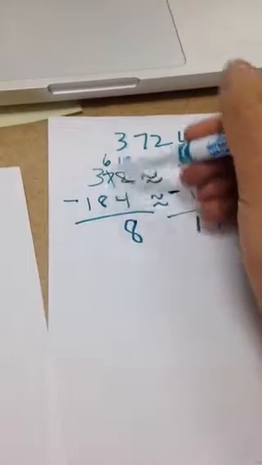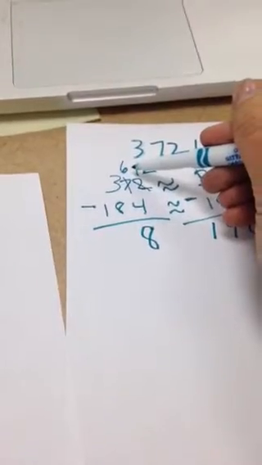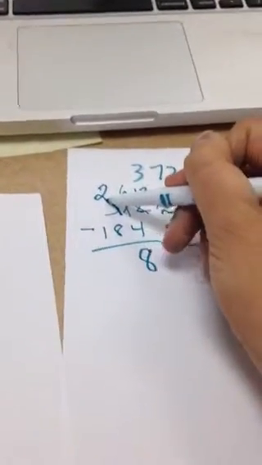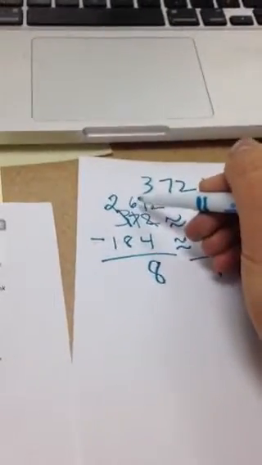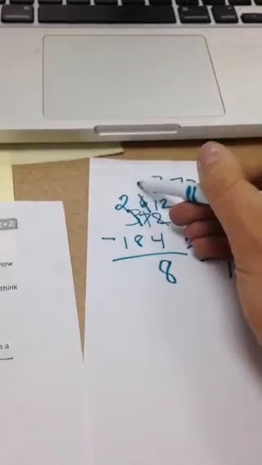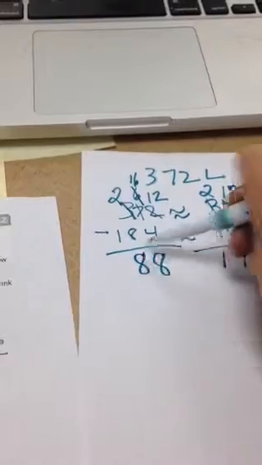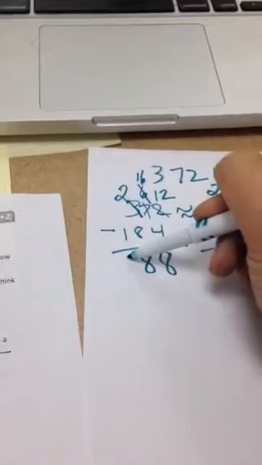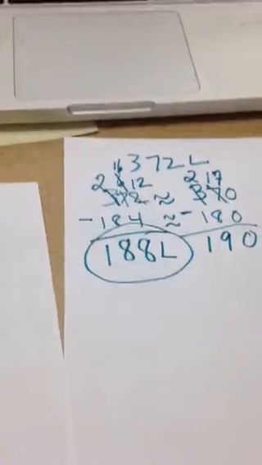Now we're going to the tens column. Can I take 8 away from 6? No, I can't. So I'm going to go to the hundreds column. I'm going to borrow 10 tens. So this becomes a 2 representing 200. I'm going to add my 10 tens to my 6 tens. So 10 tens plus 6 tens is 16 tens. 16 tens minus 8 tens is 8 tens. 200 minus 100 is 188. So the exact answer is 188 liters.